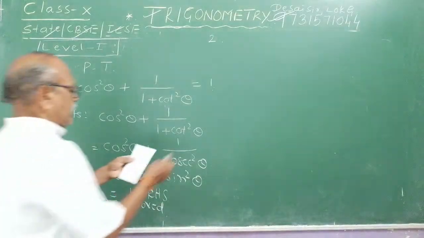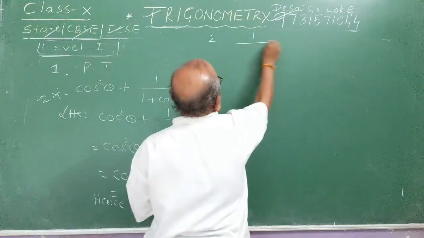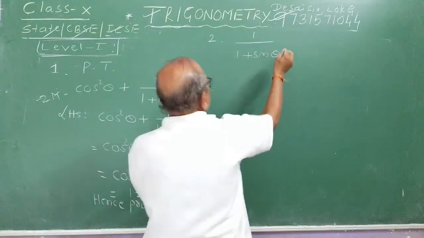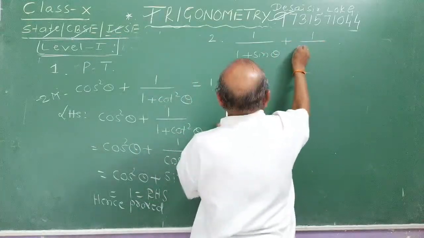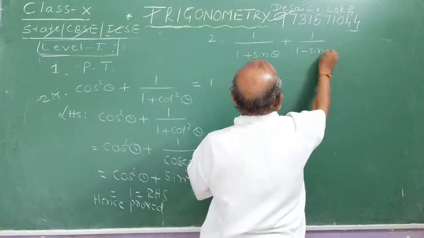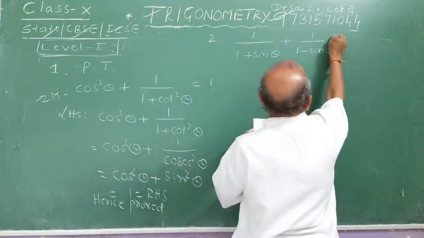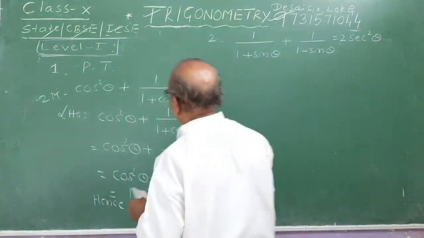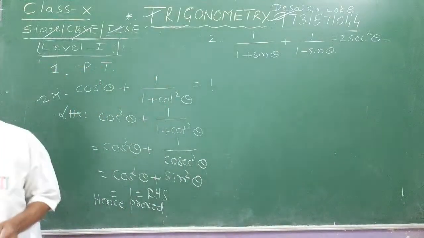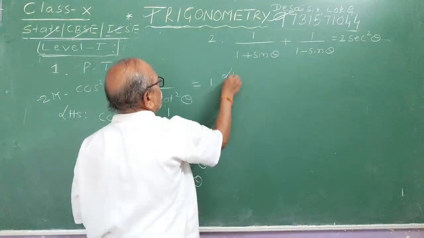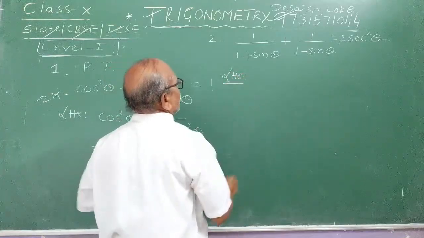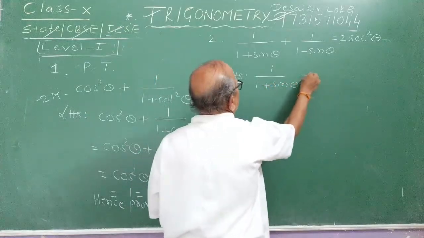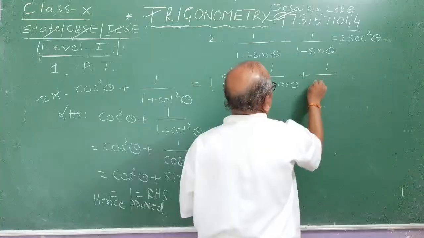Take second problem. Try this. Let me see how many of you solve it in 1 minute. 1 upon 1 plus sin theta plus 1 upon 1 minus sin theta is equal to 2 sec square theta. Don't look at the board. I will also be solving here, but you note down the question. Write the problem first in the notebook. Then you start LHS. Look at your notebook and solve on your own. Your time starts now.